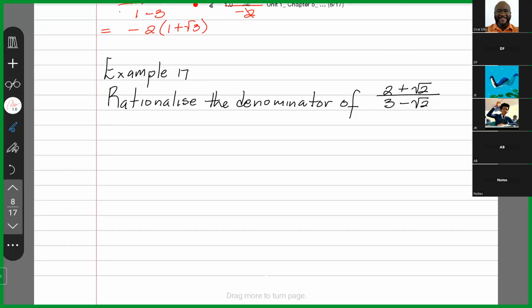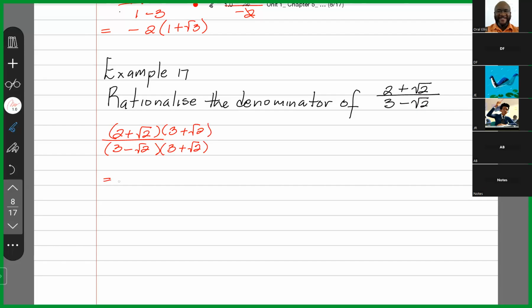Example 17. We have 2 plus root 2 over 3 minus root 2. We're to rationalize the denominator. Again, in this case, we're going to multiply the numerator and the denominator by the conjugate of the denominator. Up top, 3 plus the root of 2.